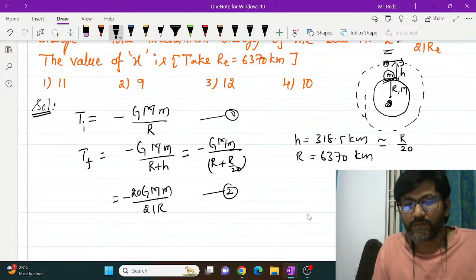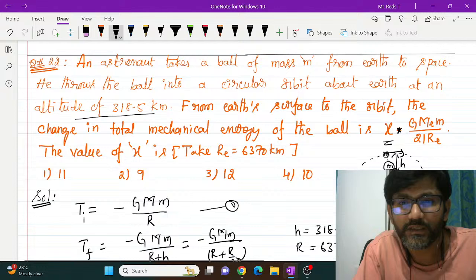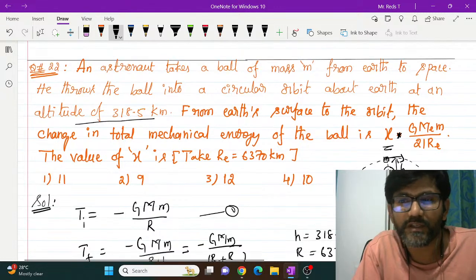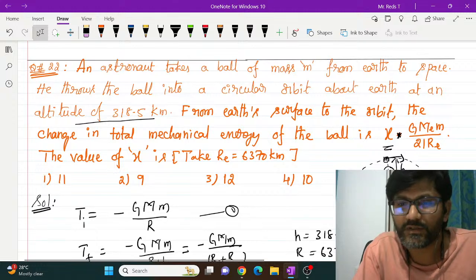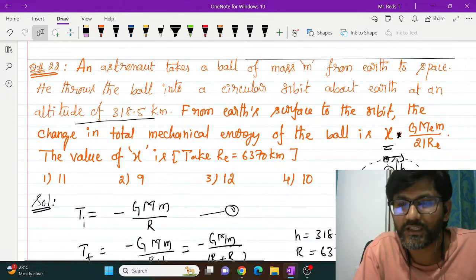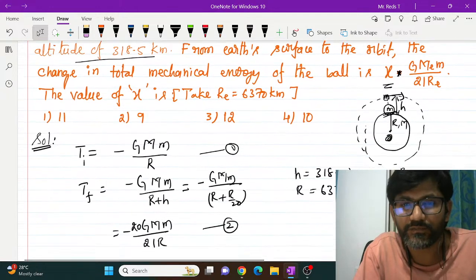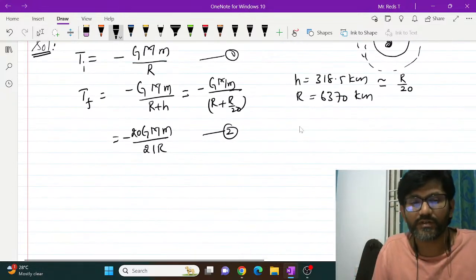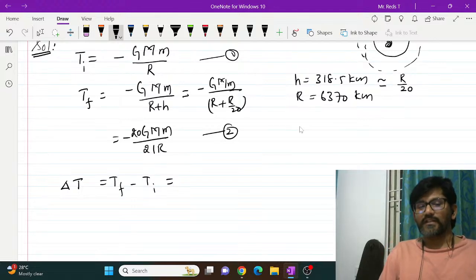On taking the difference between these, any other condition given here you can take properly. An astronaut takes a ball of mass small m from Earth's surface and throws the ball into a circular orbit at an altitude of 318.5 kilometers. From Earth's surface to the orbit, the change in total mechanical energy of the ball is x into G M m by 21 R. The value of x is? So now we have to take the change, delta T is equal to T final minus T initial. So take the difference.